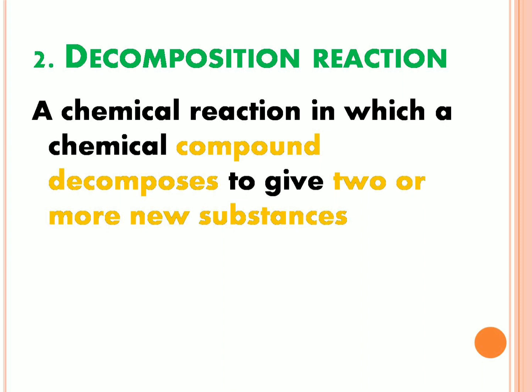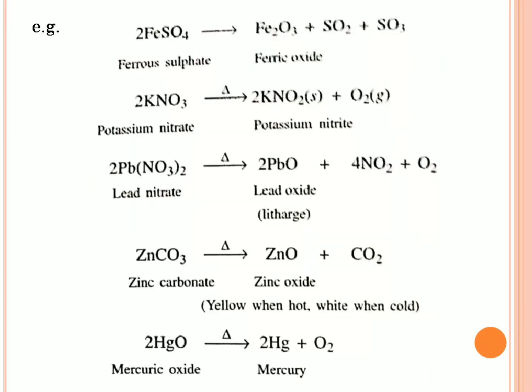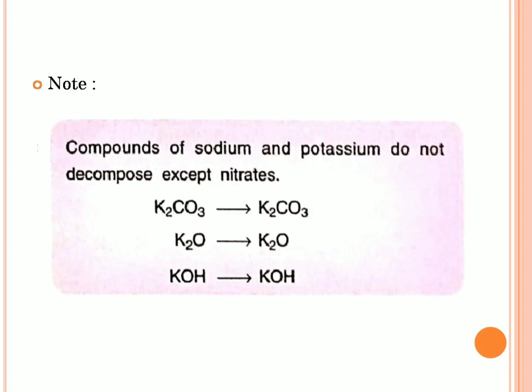Therefore, a decomposition reaction is defined as a chemical reaction in which a chemical compound decomposes to give two or more new substances. Now, note down some examples of decomposition reactions. Note here that the compounds sodium nitrate and potassium nitrate can undergo decomposition, but other compounds of sodium and potassium do not undergo decomposition reaction.